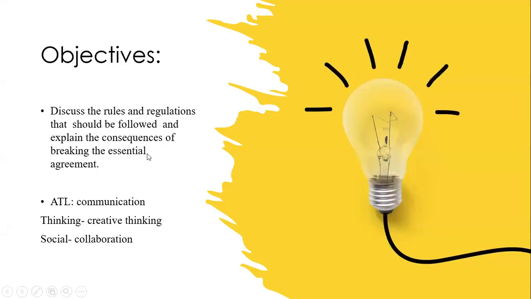Moreover, the next lesson that will be discussed would be the rules and regulations that should be followed and abided, and you must explain the consequences of breaking the essential agreement. So we're going to create an essential agreement in this lesson, and we're going to focus on the following ATL skills: communication. You will do it in group work. You must communicate with your peers to establish essential rules and regulations that must be abided throughout the year in each and every class. Thinking, creative thinking.